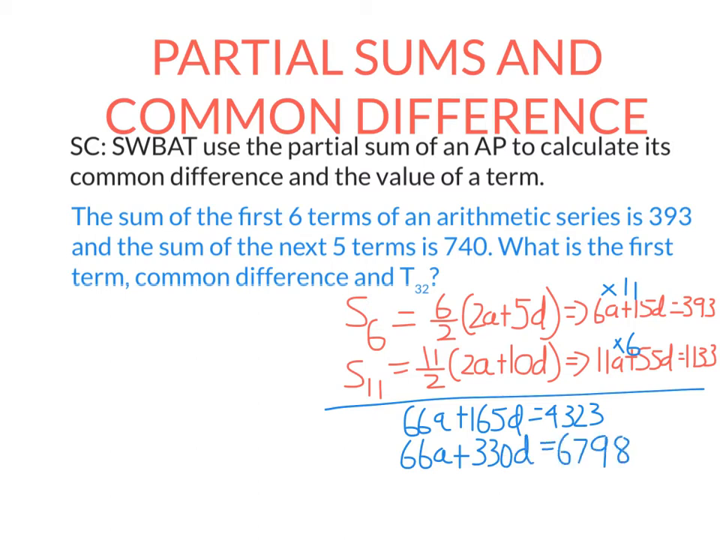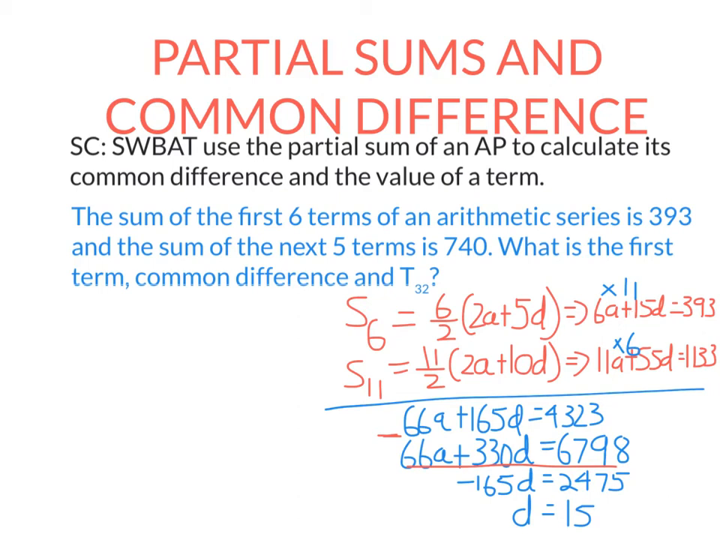So now I want to eliminate the a's by subtracting. So 66a minus 66a is 0, 165d minus 330d, and then 4323 minus 2798 gives me 2475. So then I get d is equal to 15. So now I need to find a. So I'm going to substitute d equals 15 into this equation here.